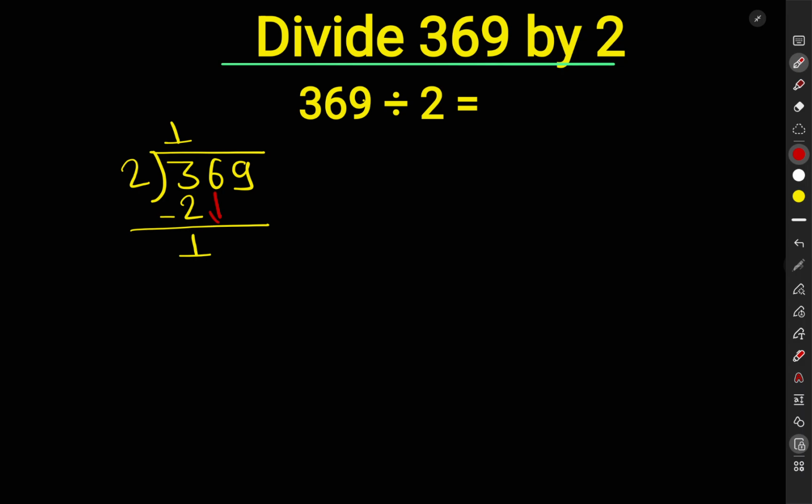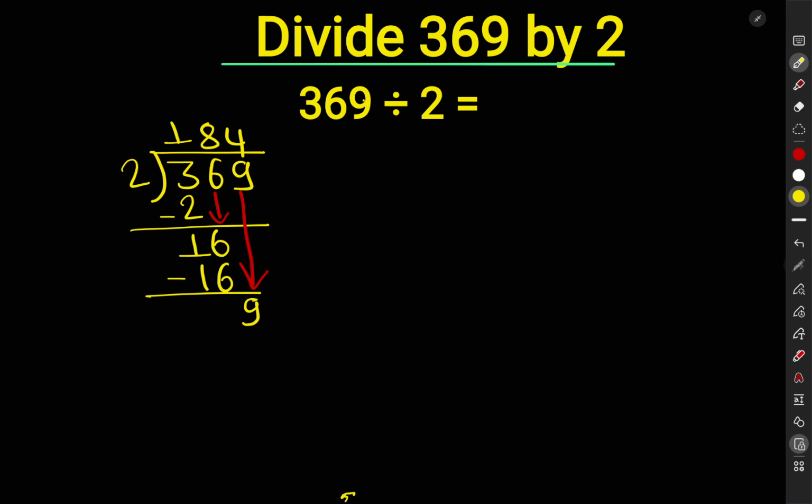So we put down the number beside this, 6. Now it became 16, and 2 times 8 means 16. On subtracting we get 0. So now again we put down the number beside this, 9, and we remove this 0.